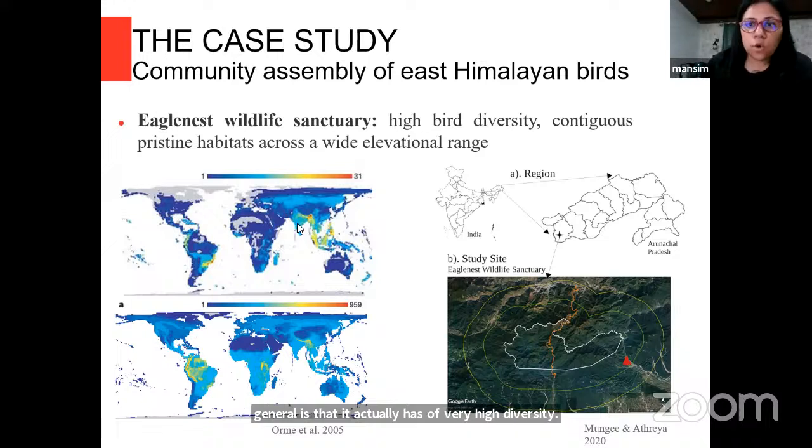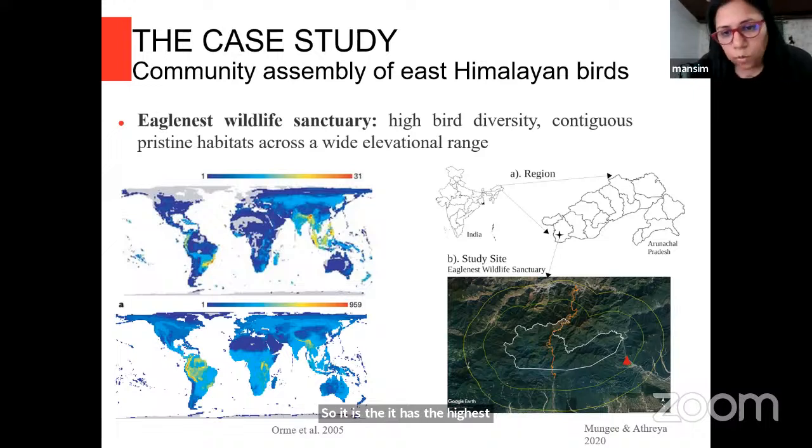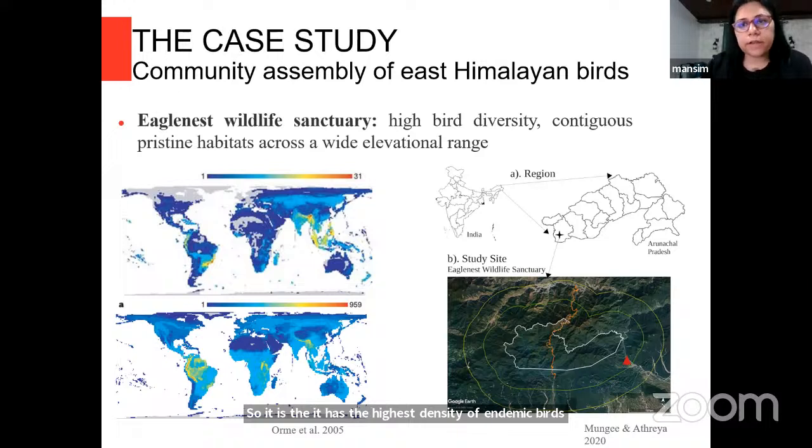So if you see this global map here, then this bar tells you the number of endemic or range restricted bird species. And this lower panel tells you the total diversity of birds in that region. So it has the highest density of endemic birds anywhere in the world, which means the birds found here are actually not found anywhere else. And it actually ranks very high in terms of the total diversity of species richness also, right?